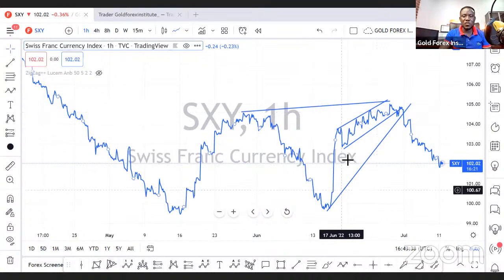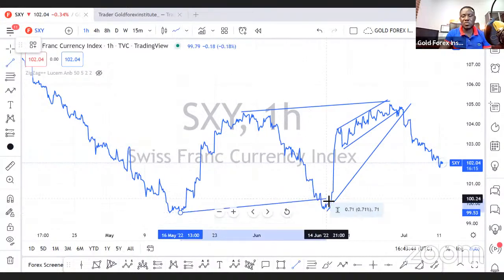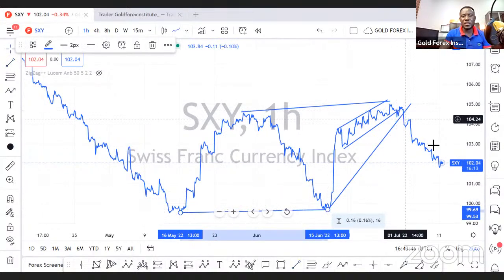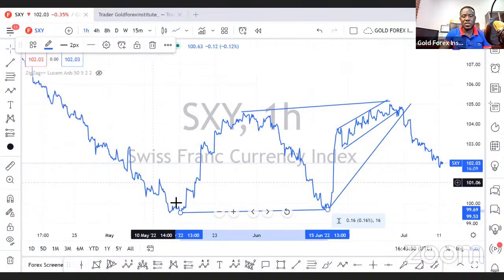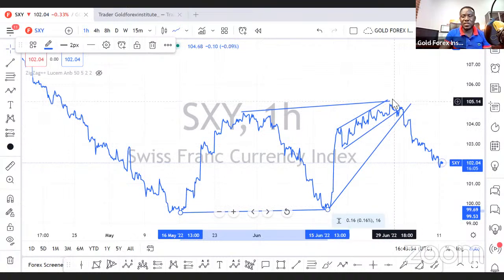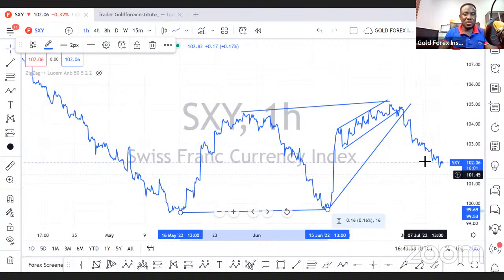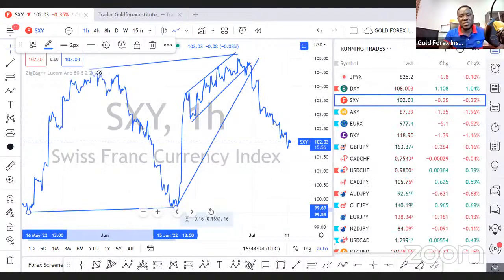So this move helped me to identify the fact that the flat correction was about to end. And when it ended, from here down to this point was an impulsive move. We have a regular flat correction, a breakout of the regular flat correction, and we are seeing another impulsive move down. So CHF is expected to be weaker.